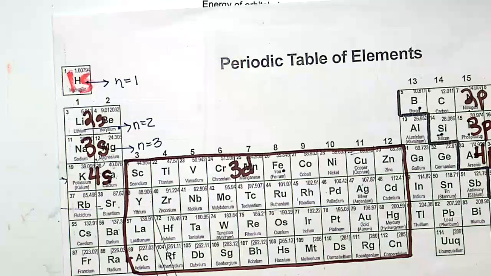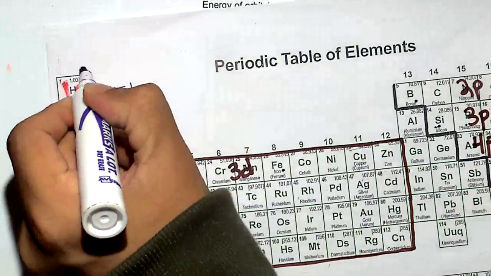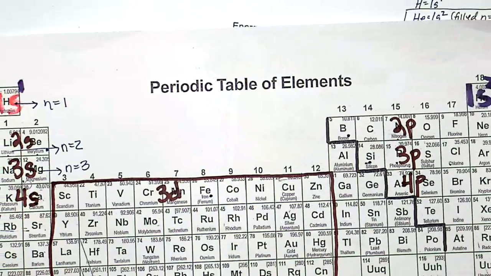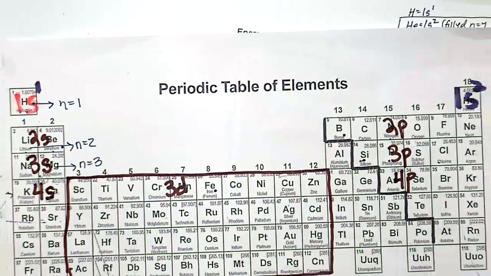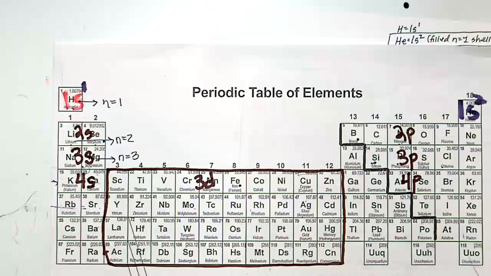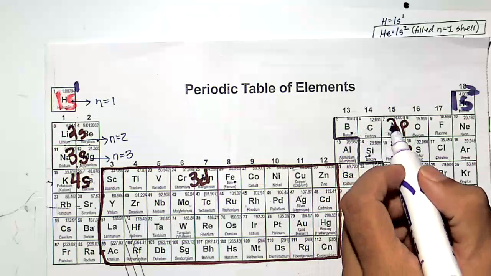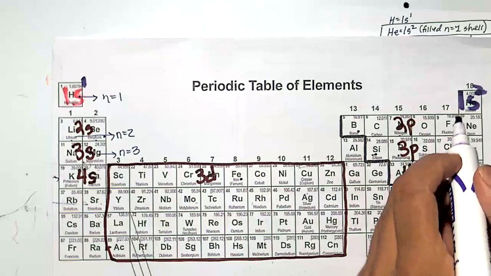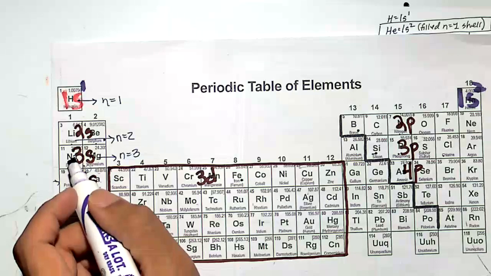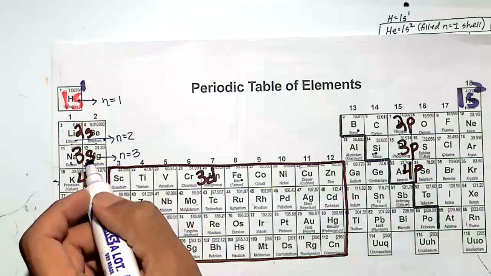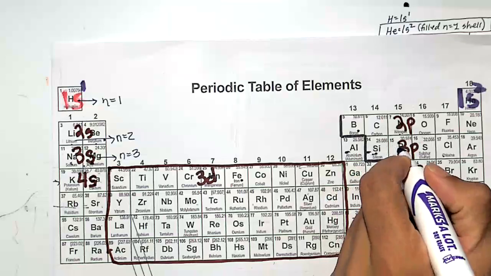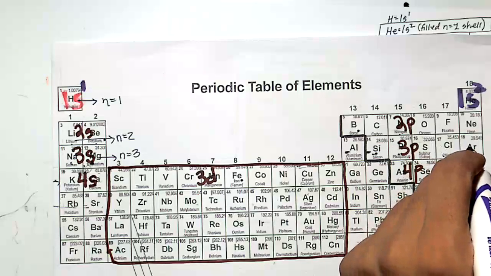And then what would be the next one? Okay, so that's 1s1. Okay, 1s2. And then after filling the 1s orbital, where will they go? They'll go to 2s, and then after that, where will they go? 2p, 2p1, 2p2, 2p3, 2p4, 2p5, 2p6. After 2p, where will they go? 3s, 3s1, 3s2. After 3s, where will they go? 3p, 3p1, 3p2, 3p3, 3p4, 3p5, 3p6.